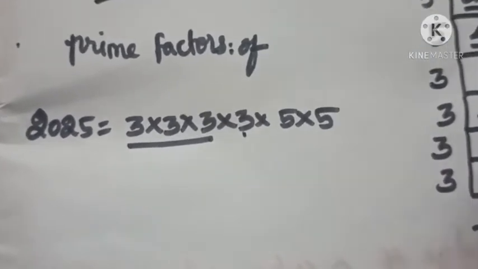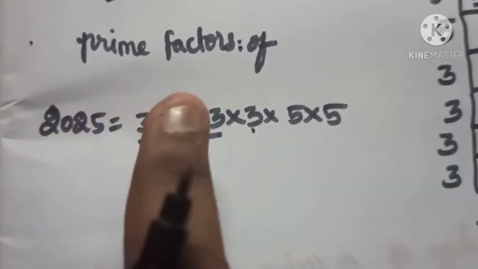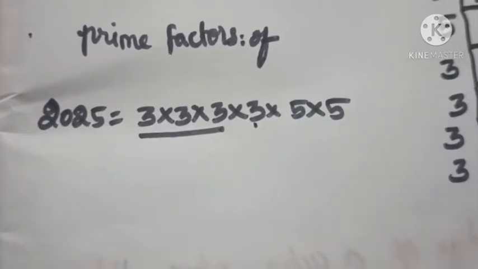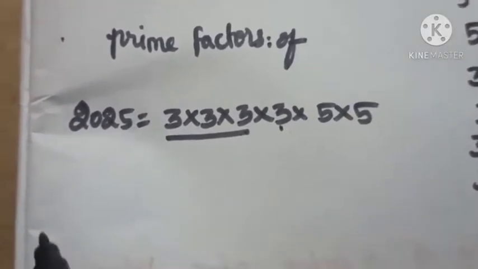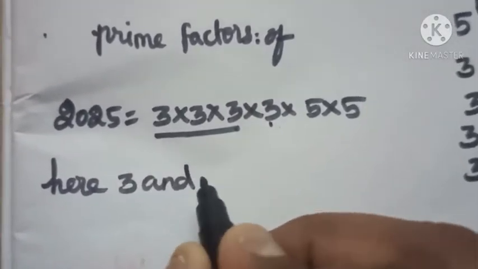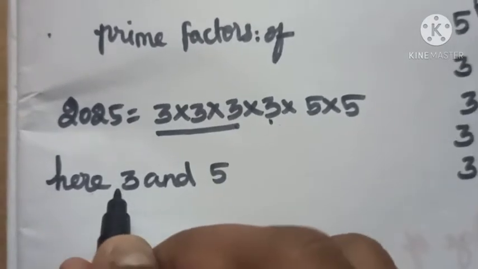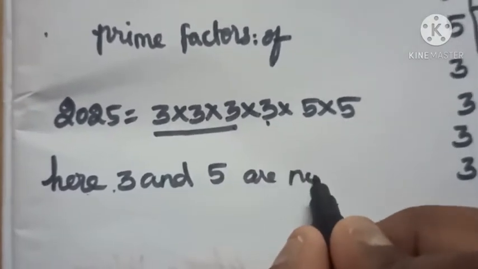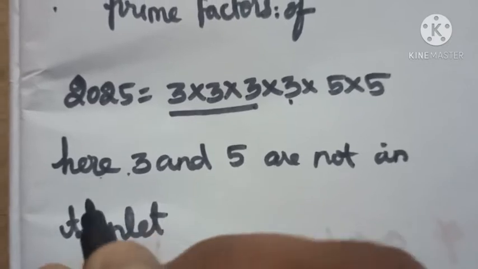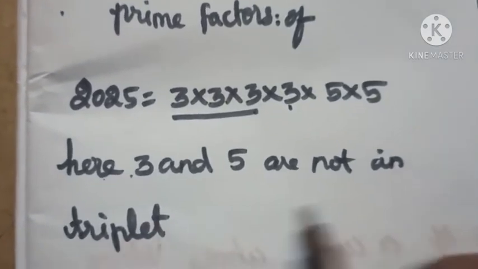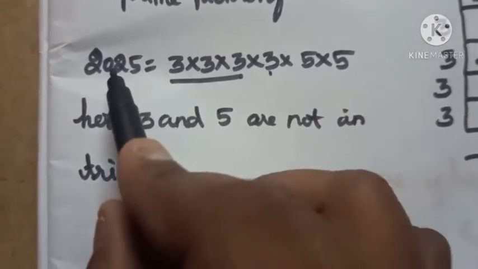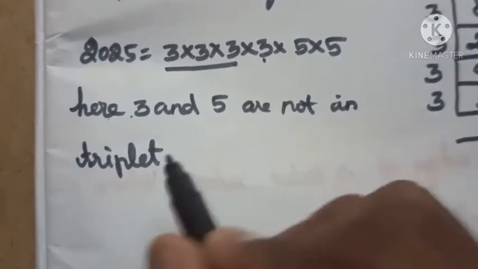So already in the question itself they have given that it is not a perfect cube. We want to multiply with a smaller number to make this a perfect cube. Okay, so what we have to do here: 3 and 5 are not in triplet. Already in the question itself they given this is not a perfect cube. So here 3 and 5 are not in triplet.